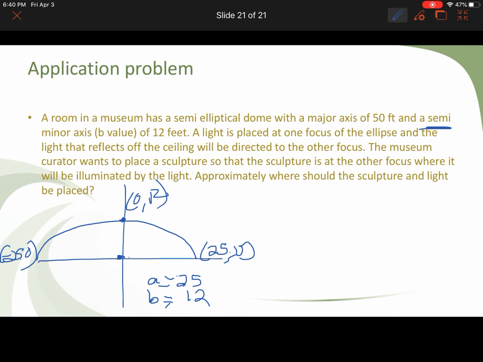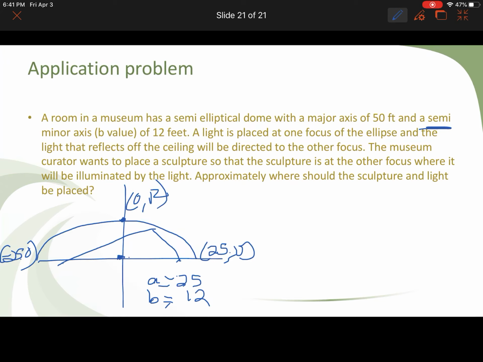So what they're saying is that if you place a light at one focus, all the light's going to kind of gather at the other focus, and we want to put a statue there so that the light's all going to kind of illuminate that statue. And so we want to know about where to put the light and the statue, so we need to know where the foci are in this. Well, the foci is C. We have A and B, and we need C. And we know that C squared is equal to A squared minus B squared, right?